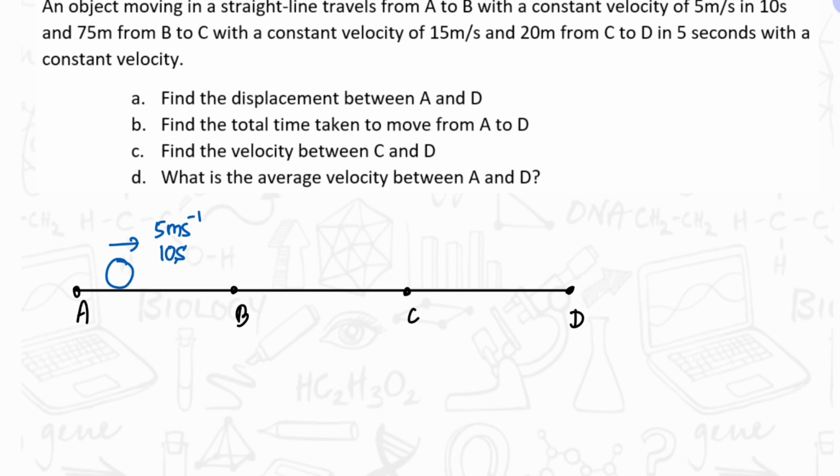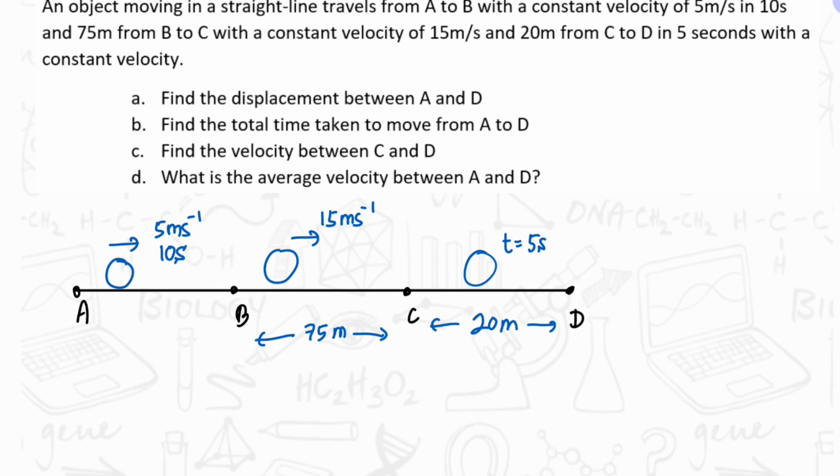And from B to C, the distance is 75 meters, and it travels with a velocity of 15 meters per second. And finally, C to D is 20 meters and the object takes 5 seconds. We don't know the velocity. In the BC section, we don't know the time taken. And in the AB section, we don't know the distance.